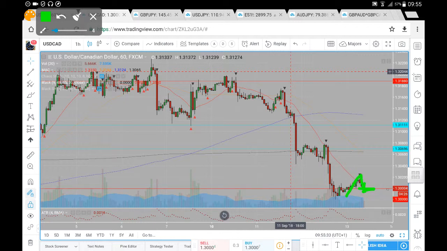see whether it does hold as support. If now we do hold this 130 here, we do see pretty strong bullish buy side momentum come into this market. We are looking for price to head up towards that 36.9.